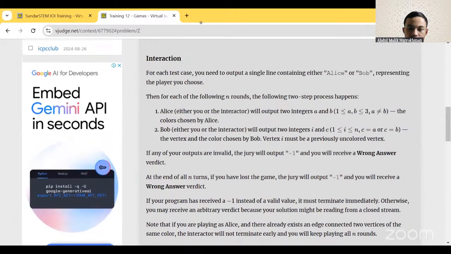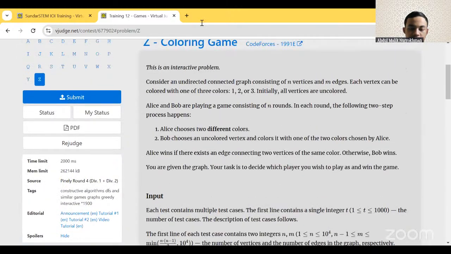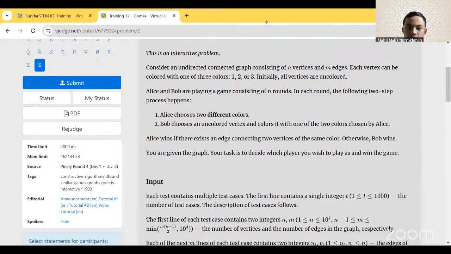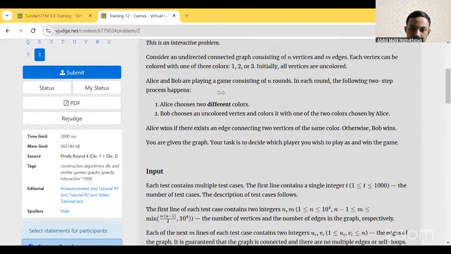After that, what shall we do if we choose Bob? How to win the game if we choose Bob? All right. Do you get the idea? Okay. What shall we do if we play as Bob? And we know Alice can choose either 1 and 2, 1 and 3, or 2 and 3.